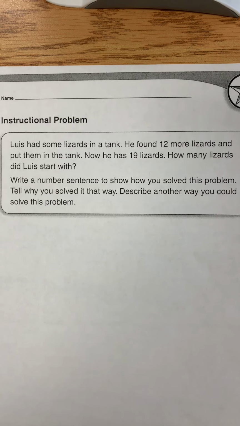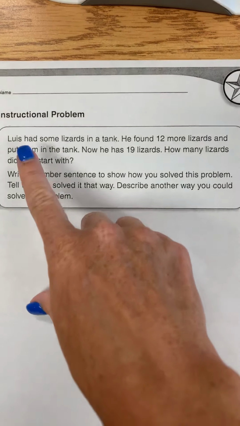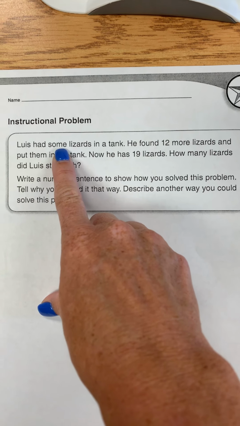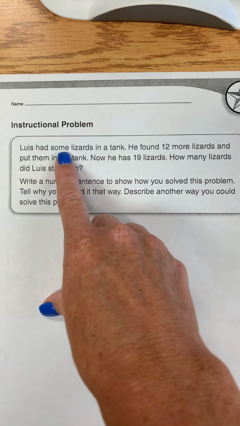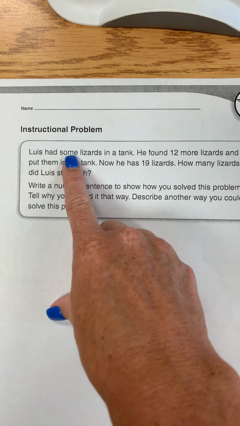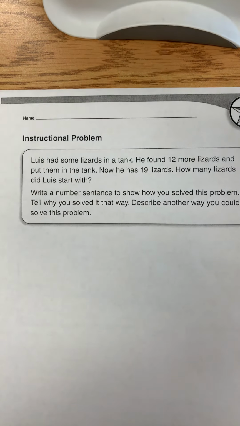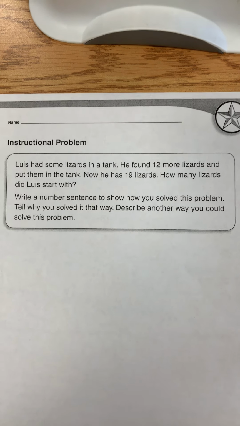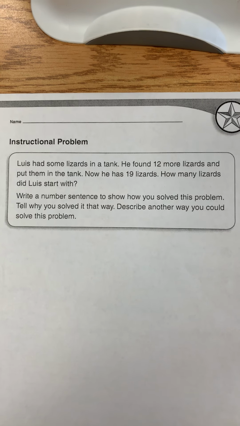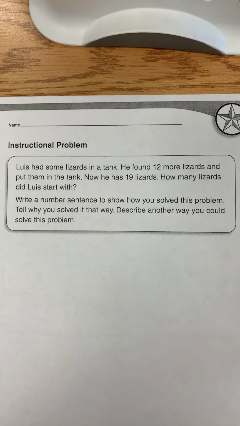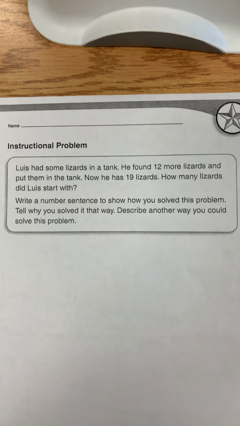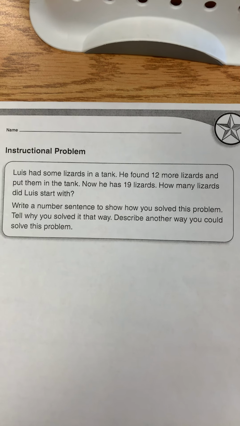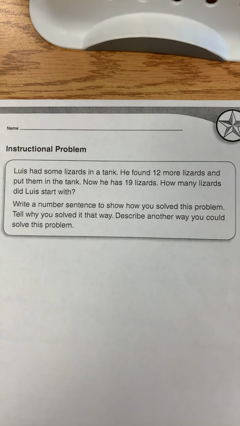Let me read it one more time. Lewis had some lizards, so we don't know the beginning part yet. So that's where you're going to want to probably draw a line or a box because that's what we're going to have to figure out. Then he found 12 more. So since he's finding 12 more, we have to add to the sum. He finds 12 more lizards and puts them in the tank, and now he has 19 lizards. So he ends with 19. How many lizards did Lewis start with?